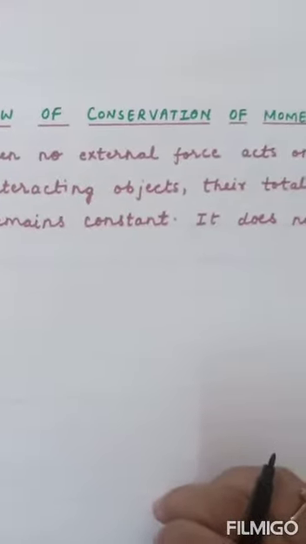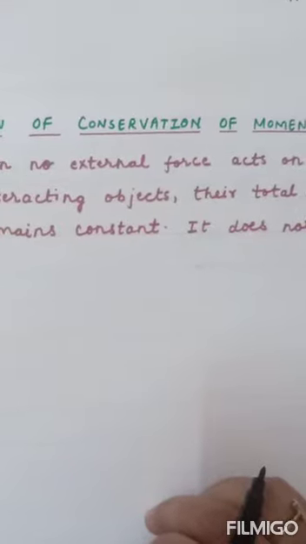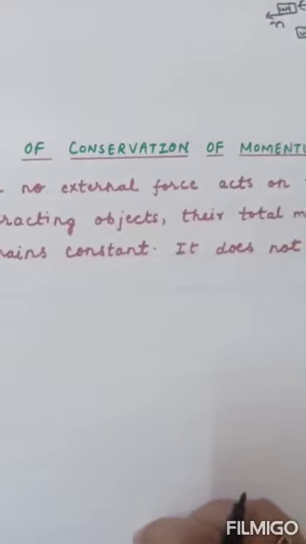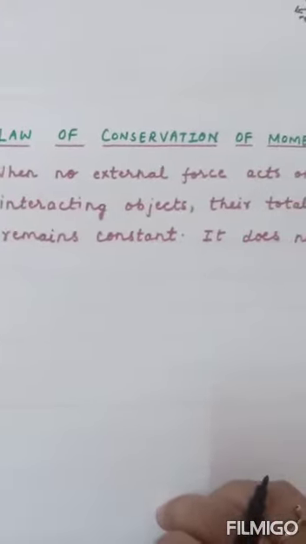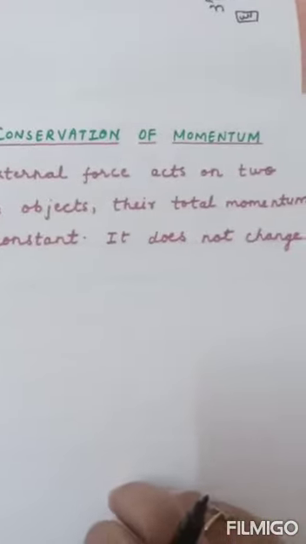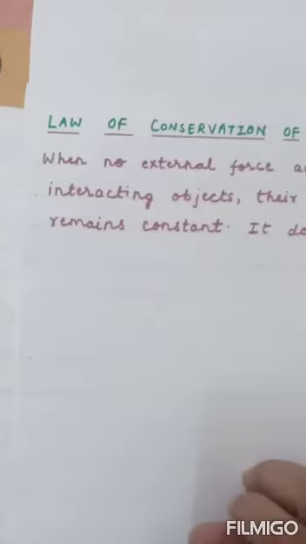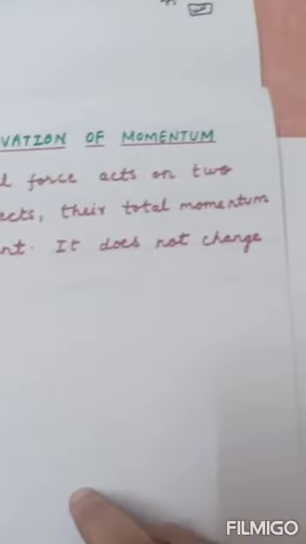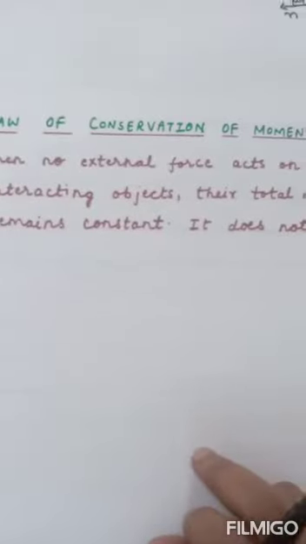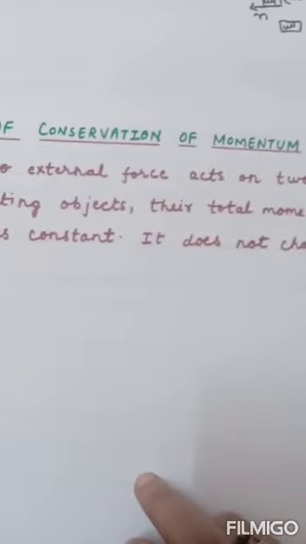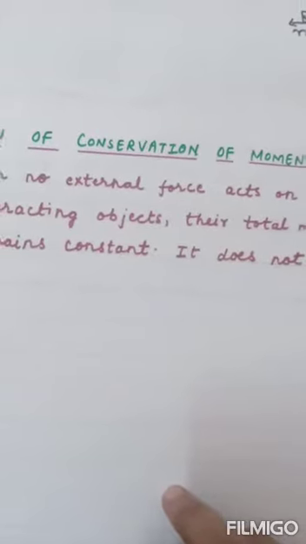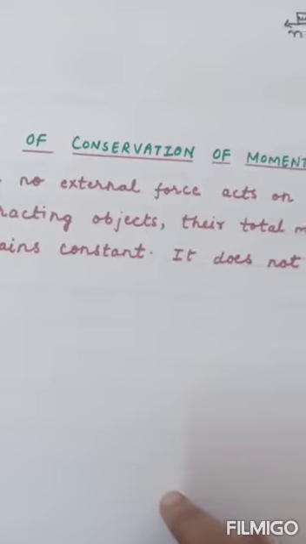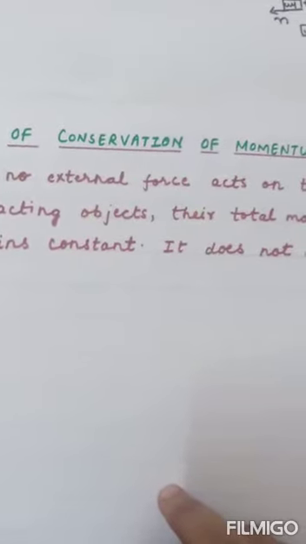We have completed Newton's first law of motion, second law and third law of motion. Today we will study the law of conservation of momentum. What does it state? It states that when no external force acts on two interacting objects, their total momentum remains constant. It does not change. In other words, when two objects collide, the total momentum before collision is equal to the total momentum after collision.